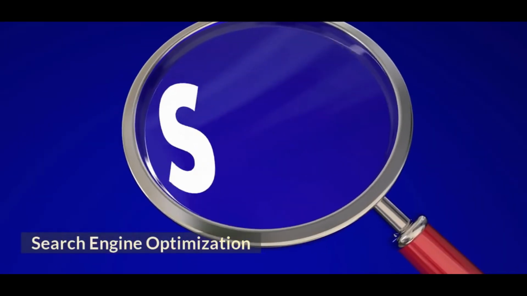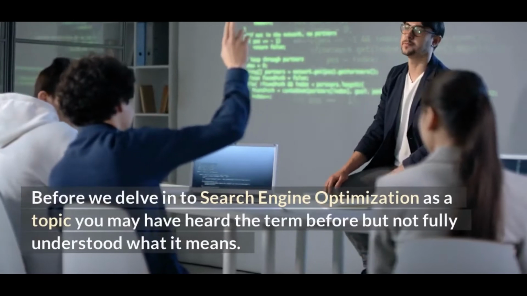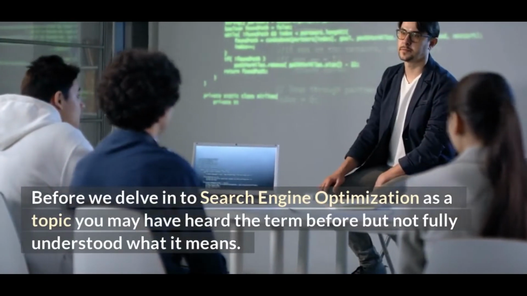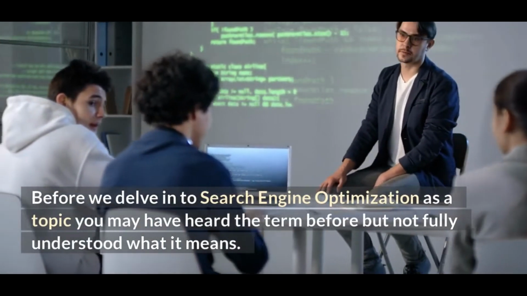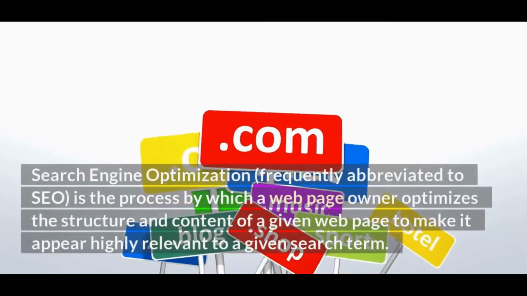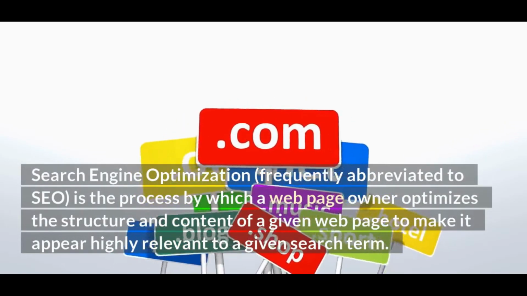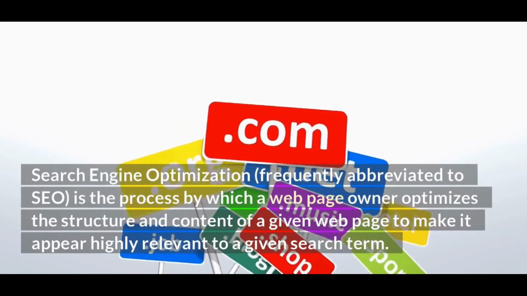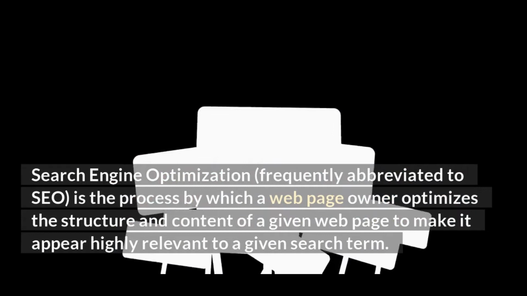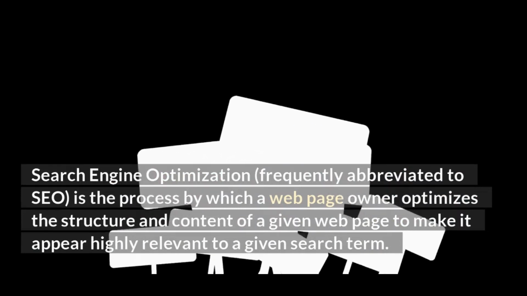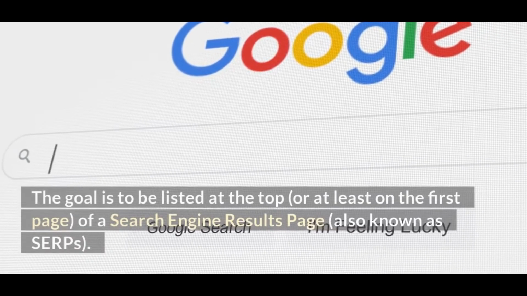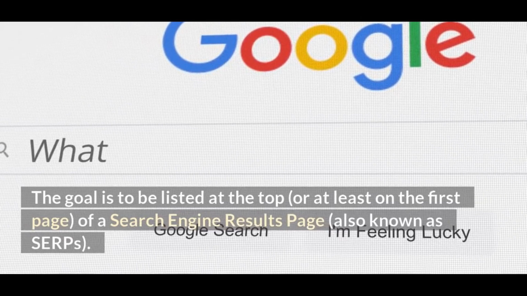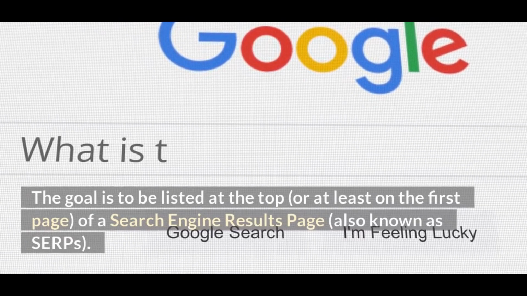Search engine optimization. Before we delve into search engine optimization as a topic, you may have heard the term before but not fully understood what it means. Search engine optimization, frequently abbreviated to SEO, is the process by which a web page owner optimizes the structure and content of a given web page to make it appear highly relevant to a given search term. The goal is to be listed at the top, or at least on the first page, of a search engine results page, also known as SERPs.